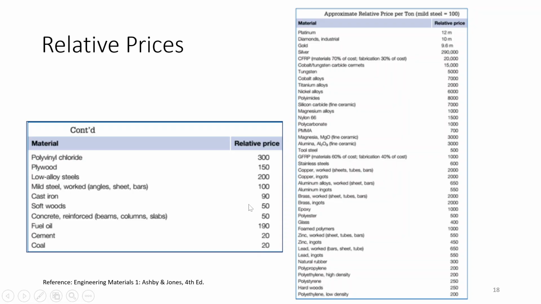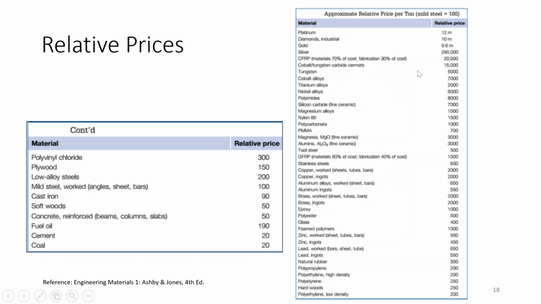Then you have woods, softwood and concrete at 50, then cast iron at 90, and then you have higher than these: fuel oil, the low alloy steels, PVC and plywood. These are higher compared to mild steel. Then here again we have 100 as steel. So all are about this.